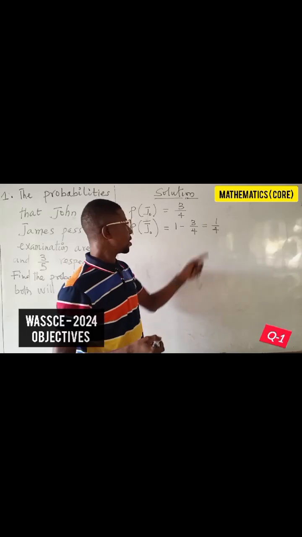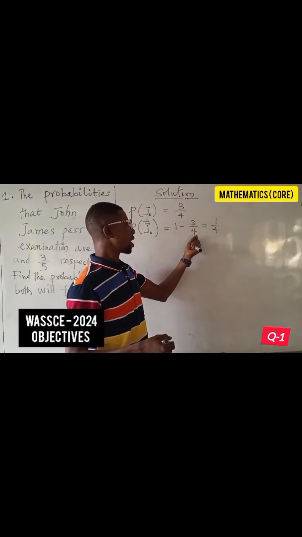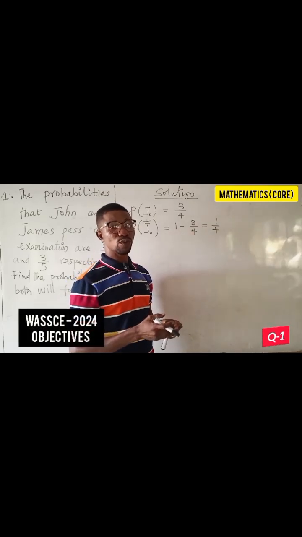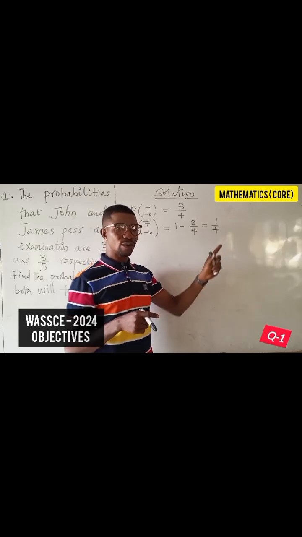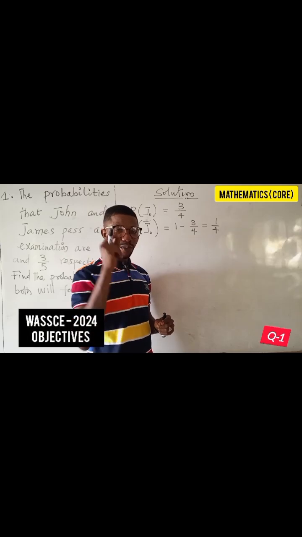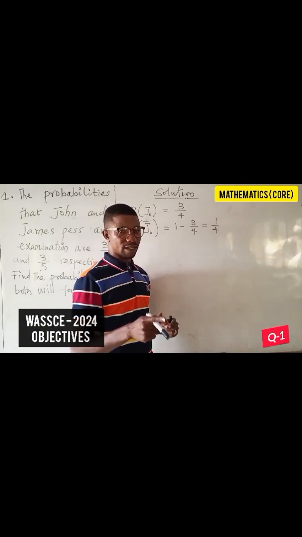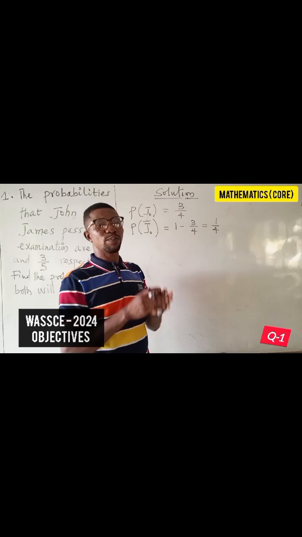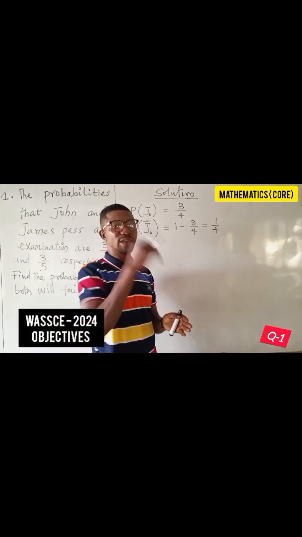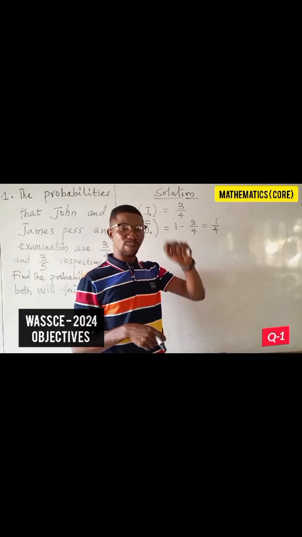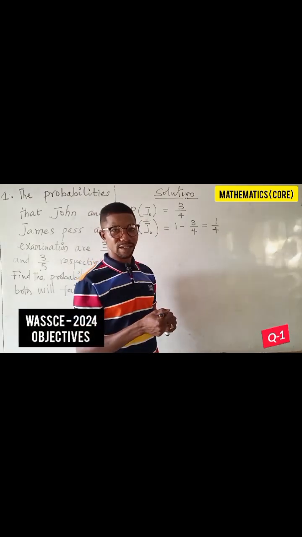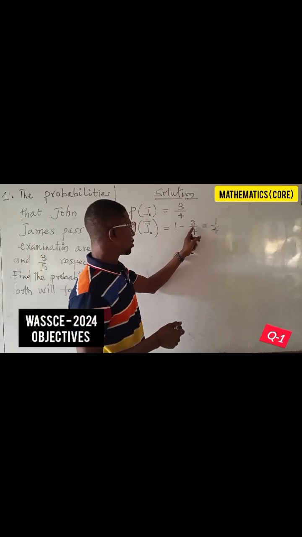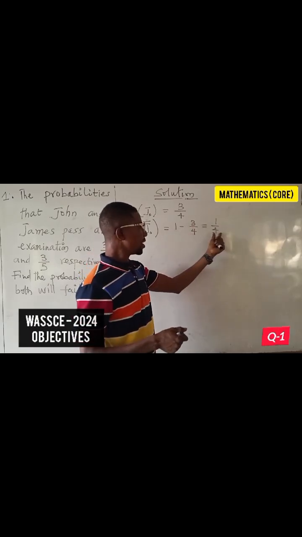Why are we subtracting the probability that John has passed from 1? In probability, the total probability is equal to 1. Probability runs from 0 to 1. In probability, you cannot get a number exceeding 1 or a negative value. So if you have the probability that someone has passed an examination and you want the probability that the person has failed, then you subtract the probability that the person has passed from 1, and you get the probability that the person has failed.